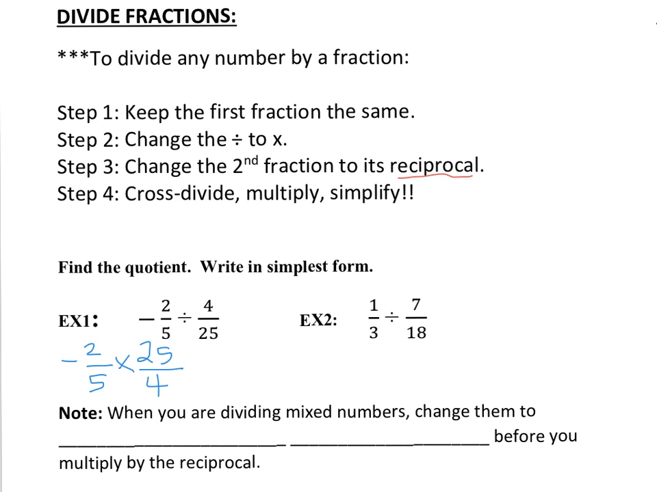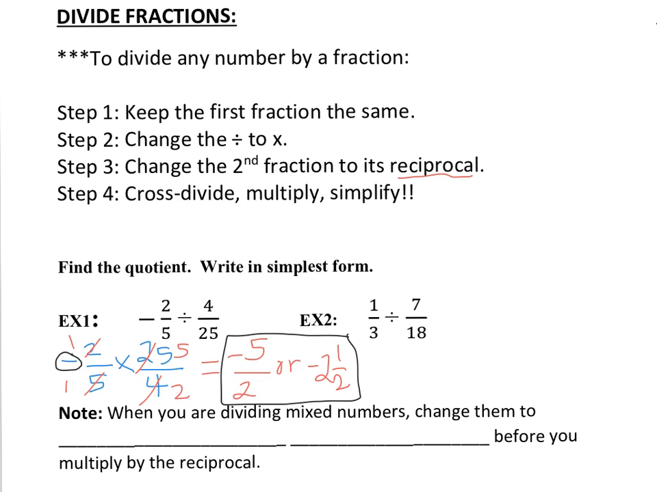Now in step 4, we cross divide. I can cross divide the 5 and the 25, which leaves me with 1 and 5. Then I can cross divide the 2 and the 4, which leaves me a 1 and a 2. Then I multiply 1 times 5, which is negative because we have that negative in the very front, over 1 times 2, which is 2. So our answer is -5/2, or we can change that back into a mixed number, -2 1/2. And that would be our final result.